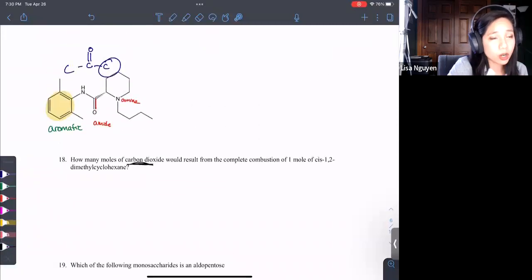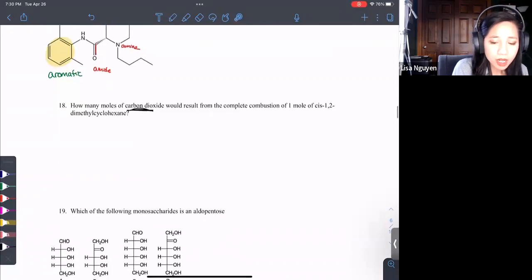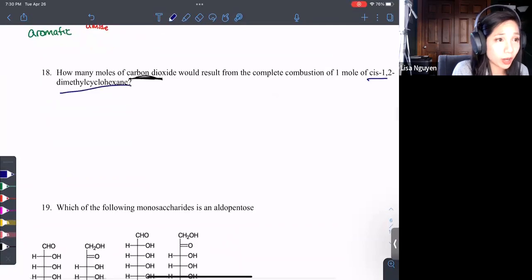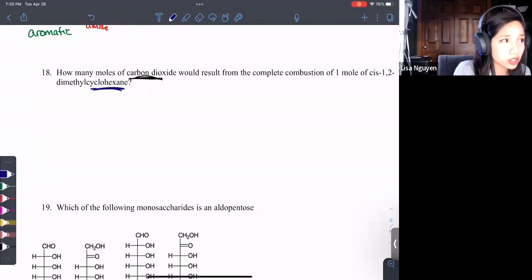So this question 18 is kind of a two-stepper. There's a lot that you have to do here. We need to take this name, cis-1,2-dimethylcyclohexane, and draw it. So we're working backwards here. I like to identify the parent structure first. So cyclohexane, hex means 6. I need to put it in a ring. So this is cyclohexane right there.